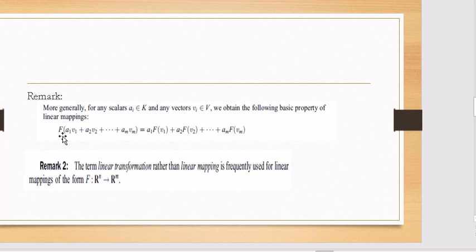That is, if we apply f to such a linear combination a1 v1 plus a2 v2 plus so on plus am vm, then this is equal to a1 times f of v1 plus a2 times f of v2 plus so on plus am times f of vm. And the term linear mapping can also be referred to as linear transformation when our linear mapping is defined between such vector spaces from Rn to Rn.